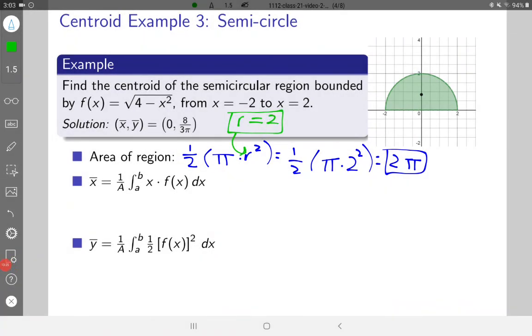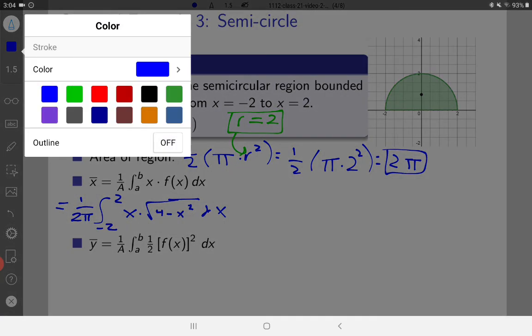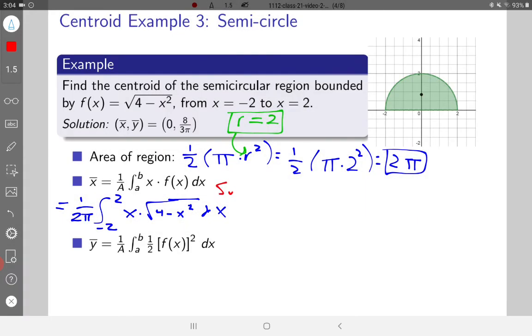Now, to calculate the x-coordinate of the centroid, let's do that now. I have 1 over the area. That's where this 1 over 2 pi is coming from. I have an integral from -2 over on the left to +2 over on the right. Those are the a and b values that I'm going to put in here. And then I have x times f of x, the square root part. And then to evaluate this antiderivative, I'm going to make a substitution. I'm going to substitute w to be 4 minus x squared, the entire quantity underneath the square root.